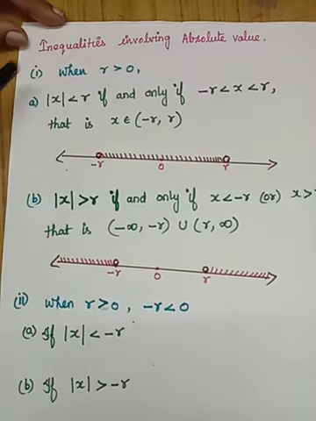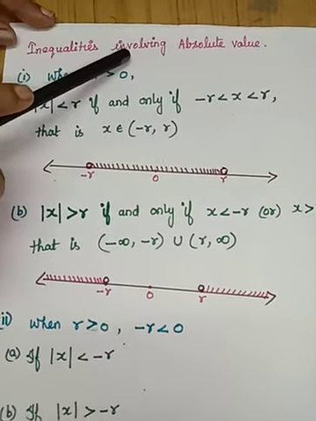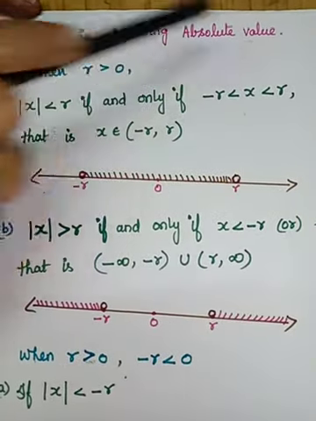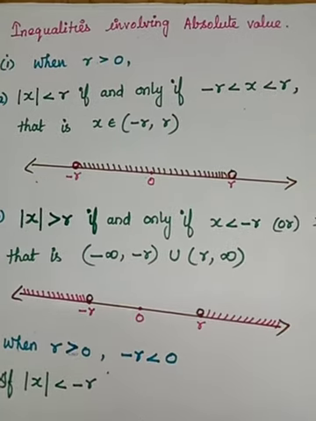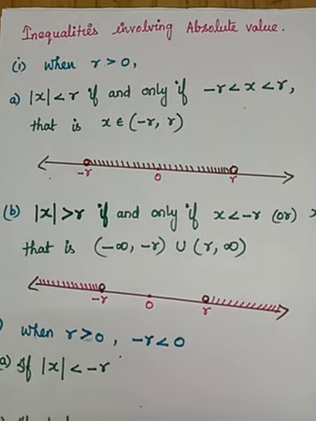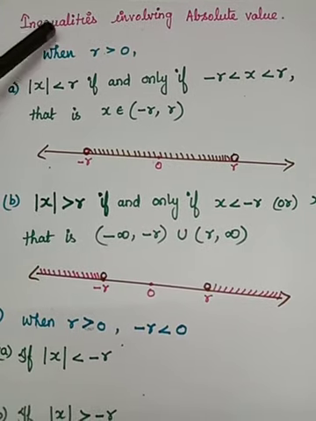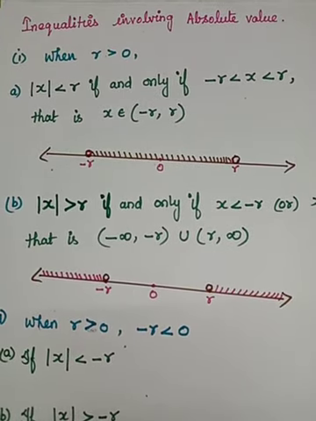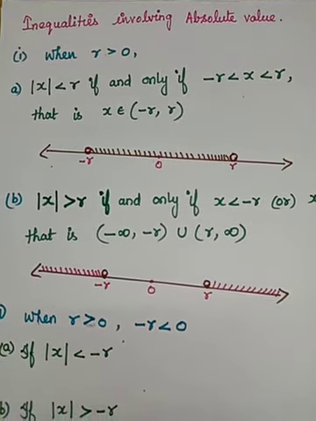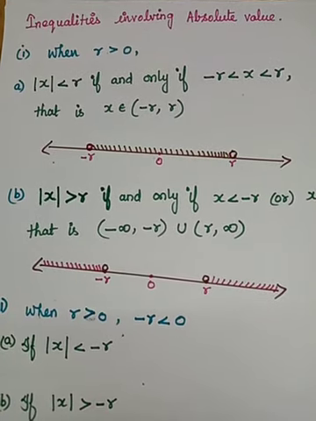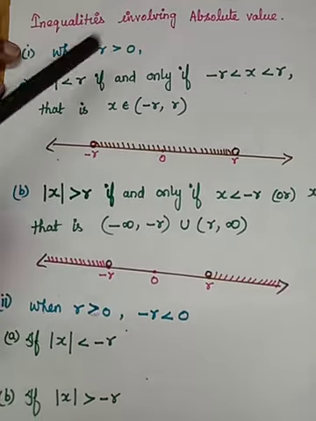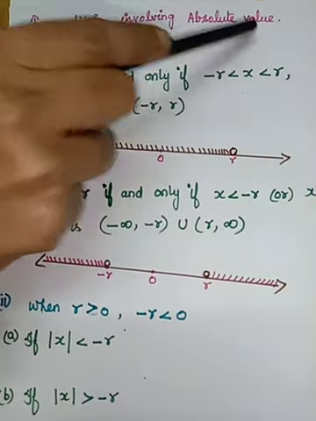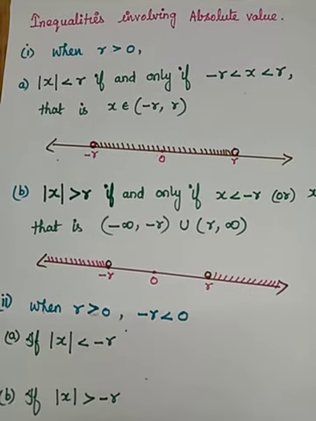Okay. So, inequalities involving absolute value. So what is this? Inequalities. Equal symbol means you know very well. Here inequality means less than, greater than, less than or equal to, greater than or equal to. These are called inequalities involving absolute value. So absolute value is the modulus.